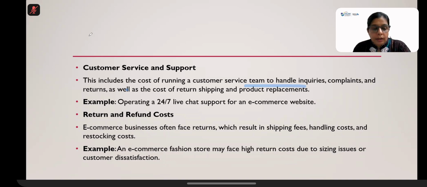Okay, next is the return and refund cost. So e-commerce businesses often pay for returns, which result in shipping fees. When you're returning the product, the shipping fees and the handling charges are all taken care of by the seller. So that is also one of the costs a seller in an e-commerce business has to incur.